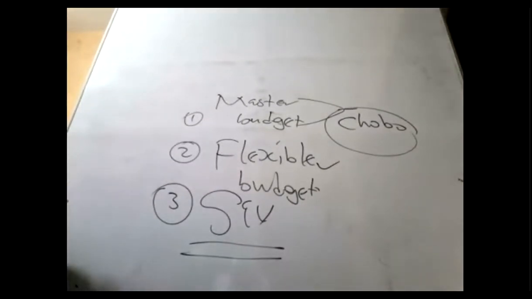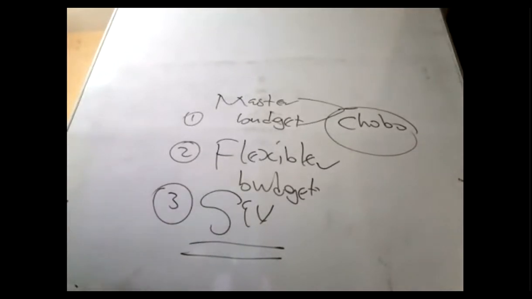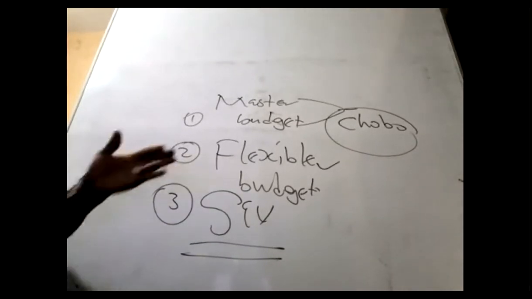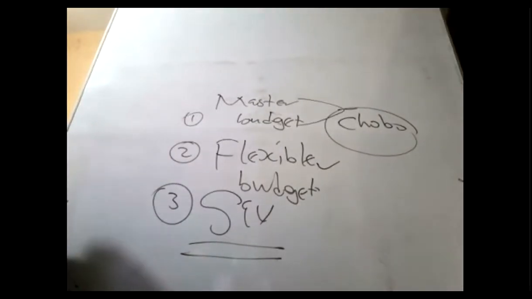Master budget simply means we are preparing 3 forms of budget and putting them together: budgeted statement of comprehensive income, budgeted statement of financial position, and finally cash budget. Putting these 3 budgets together, they form what you call a master budget. Then we look at the flexible budget too.